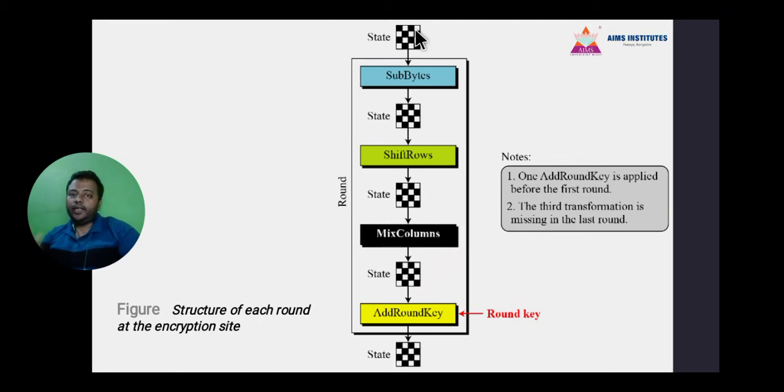The state is the plain text of data that we have, which will first go into sub bytes. The bytes will be substituted over there. Then the state would be given to shift rows. The shift rows will shift the rows and the columns of the data that we have over there. Next comes the mix columns. The columns will be mixed over here.